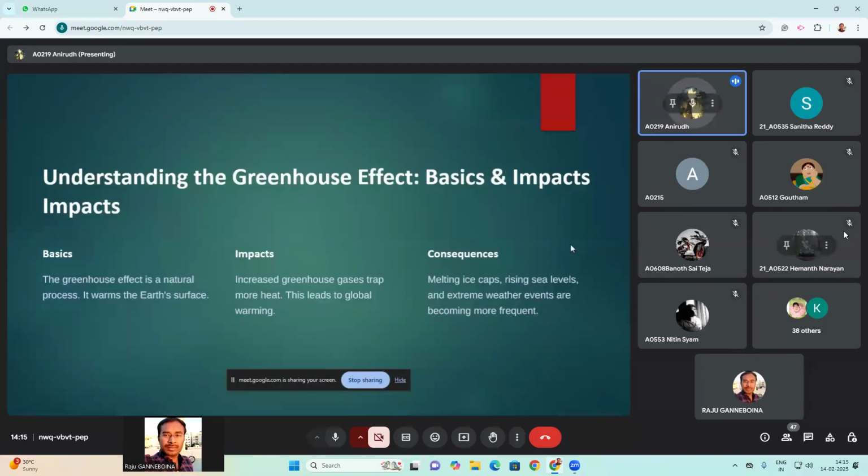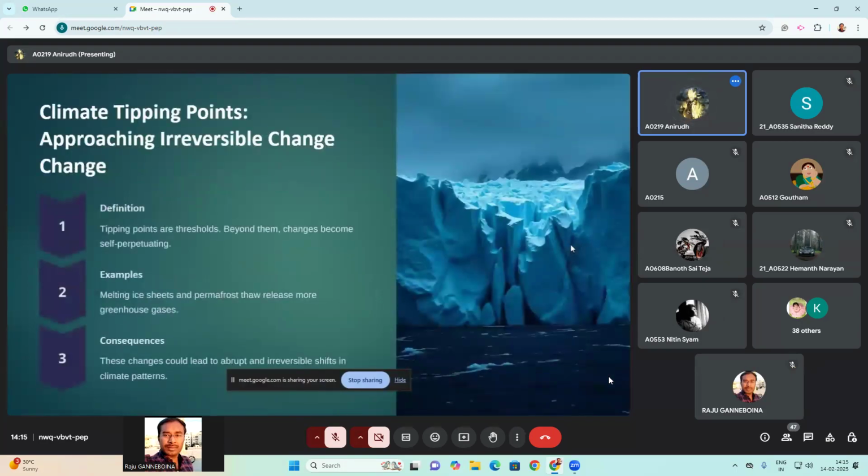The greenhouse effect is basically the Earth's surface warming up due to the emission of carbon dioxide, nitrogen dioxide, sulfur dioxide, and other gases, which are spread into the atmosphere and trap the sun's energy to heat up our atmosphere. This heating leads to the melting of ice caps, rising sea levels, and extreme weather events, which are becoming more and more frequent.